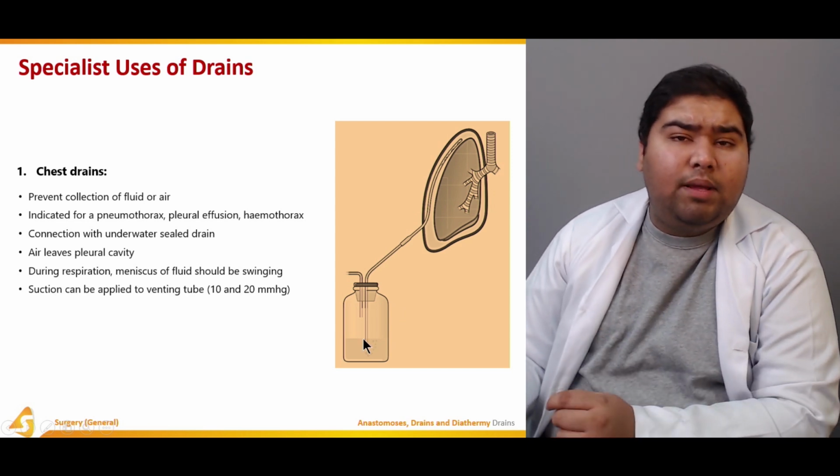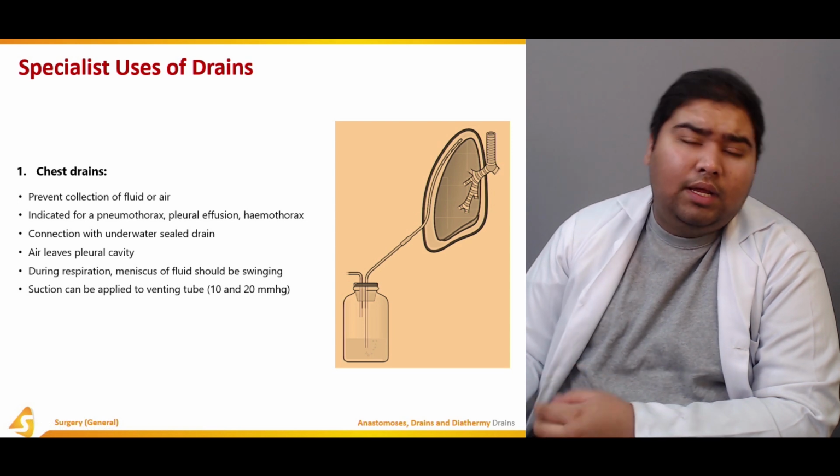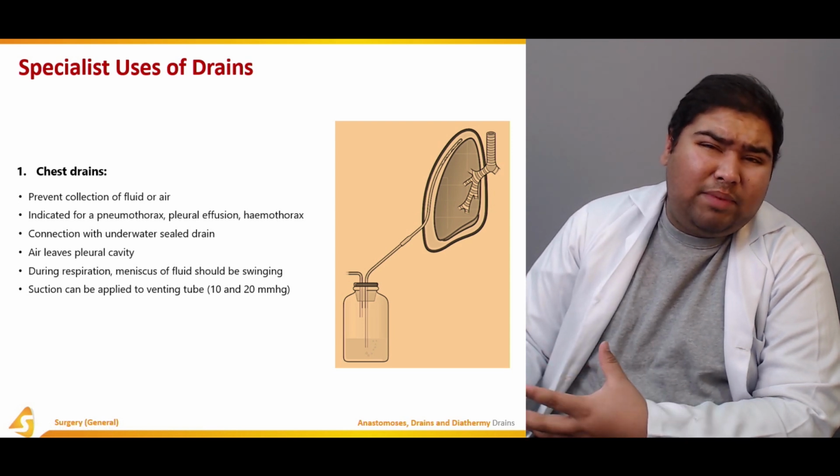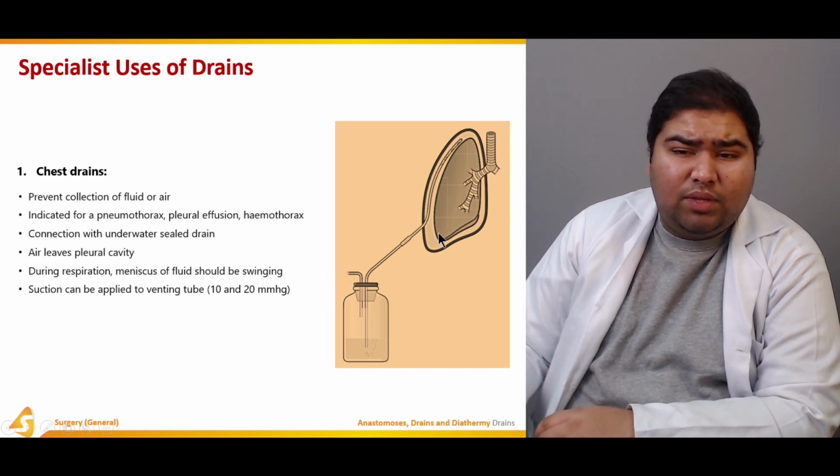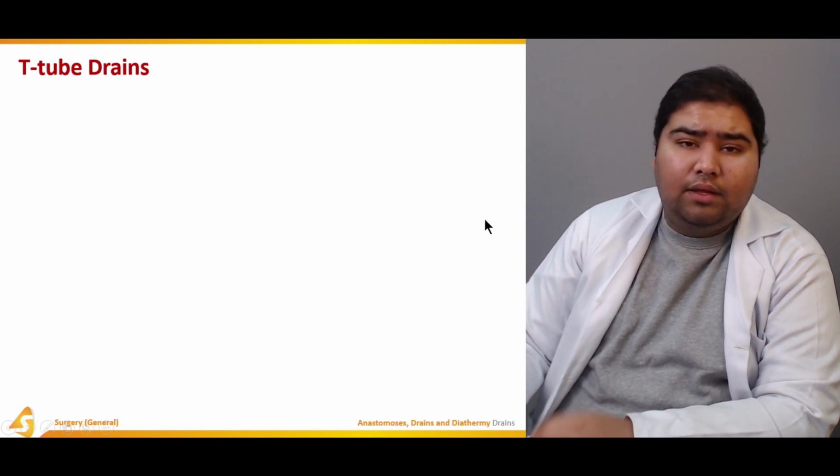Now, suction can be applied to the ventilating tube, and about 10 to 20 millimeters of suction is sufficient to drain whatever material is present within this pleural cavity.